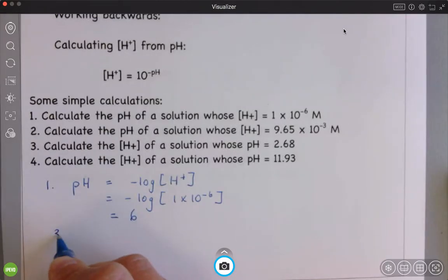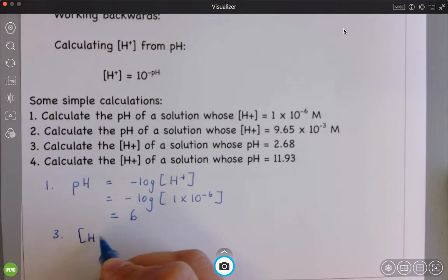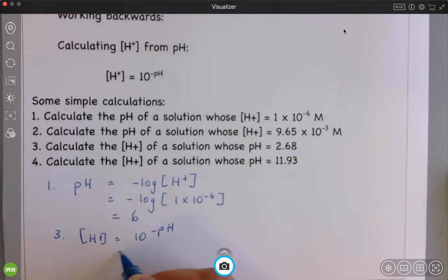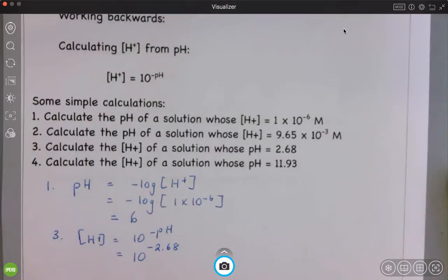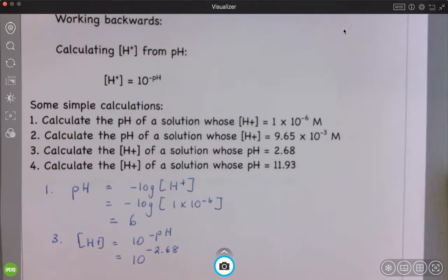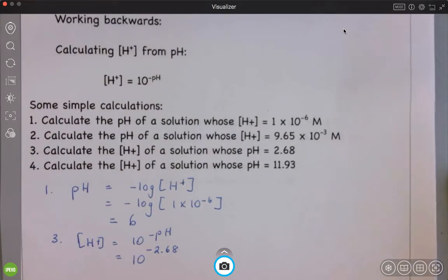For number 3, the hydrogen ion concentration is equal to 10 to the power of negative pH. So that would be simply 10 to the negative 2.68. You can plug that into your calculator and work out that answer.